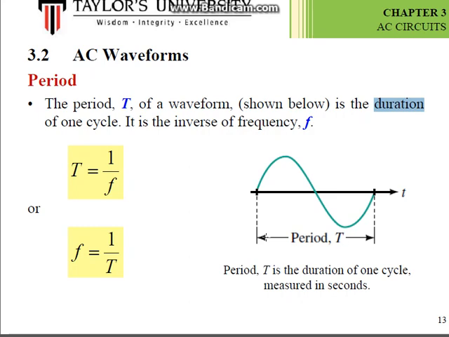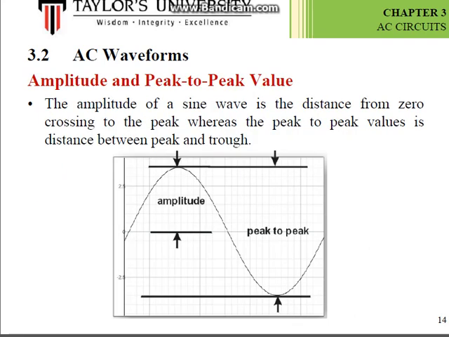So if you're given a graph and the time, and they ask you to get the frequency or the period, it should be easy for you, because you need to know that period T is the duration, or how long it takes for your signal to complete one cycle. As long as you know that, no issue for you to get the T, and definitely no issue to get the F. And the unit for T is seconds, because we're talking about the duration of one cycle. So hopefully you are clear with this.